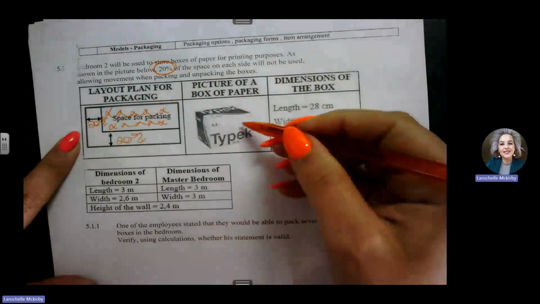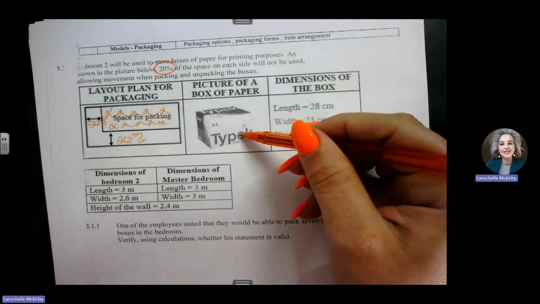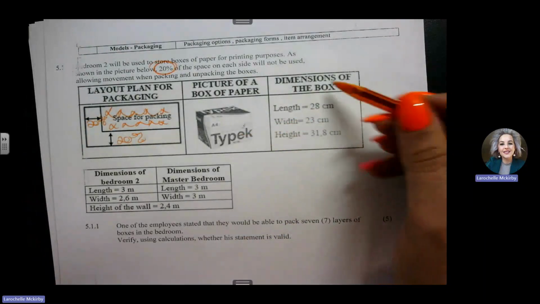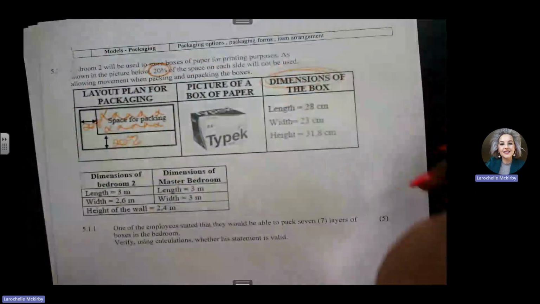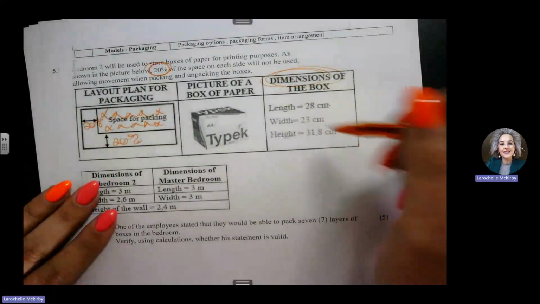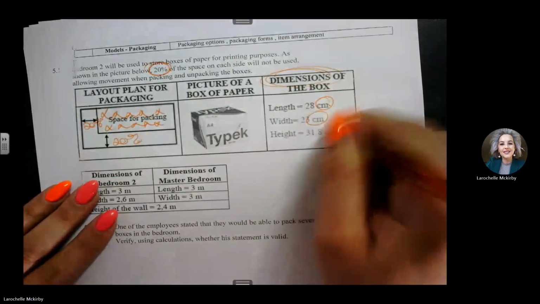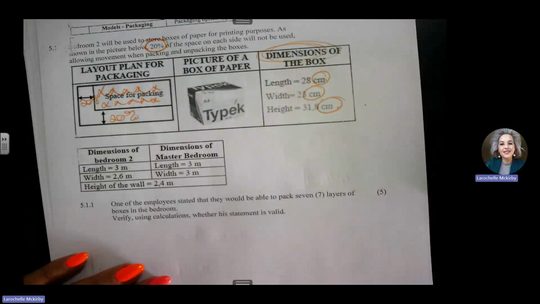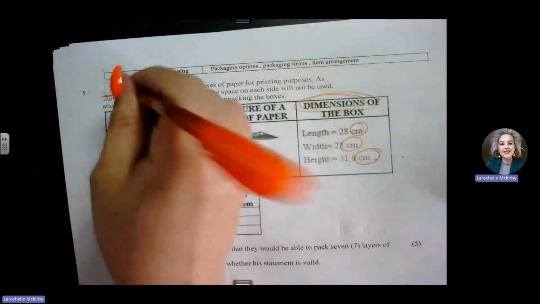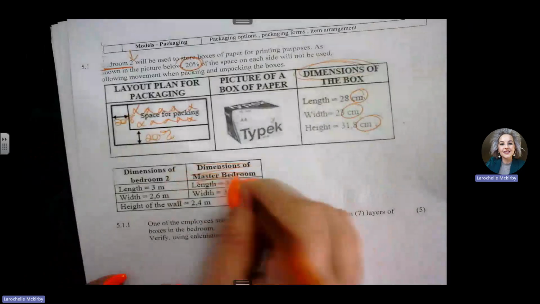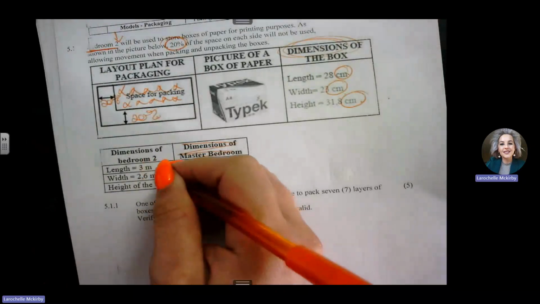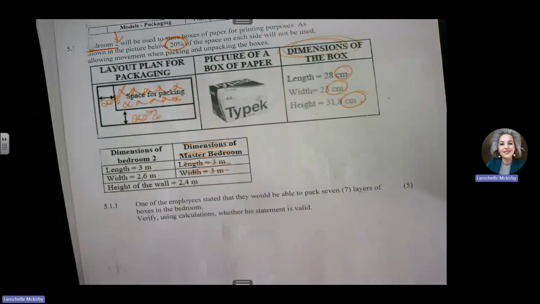Okay, now I see there's the rotated paper that is being stacked, and there are the dimensions, the measurements of the box. So the length, the width, and the height in centimeters. Now they are giving me the dimensions of 2 bedrooms. But I don't know which one this is about, so which one will I choose? I will be choosing bedroom 2. So I'll not be choosing the master bedroom, but rather bedroom 2. There's the length, there's the width, and there's the height of the room.